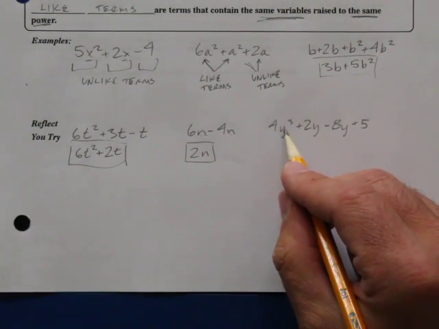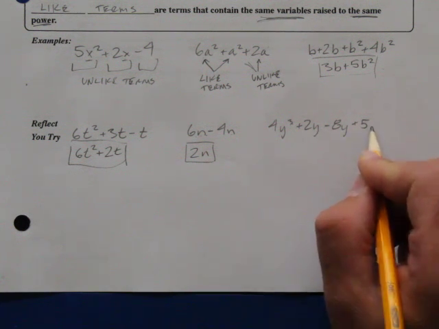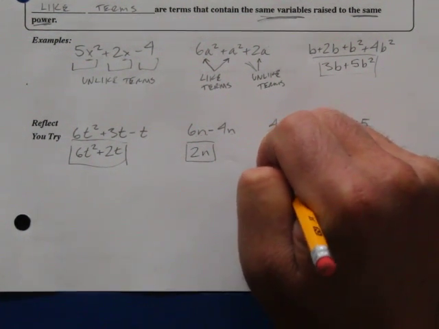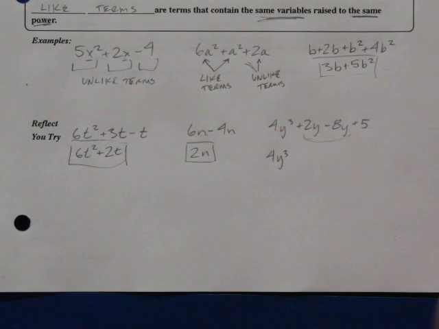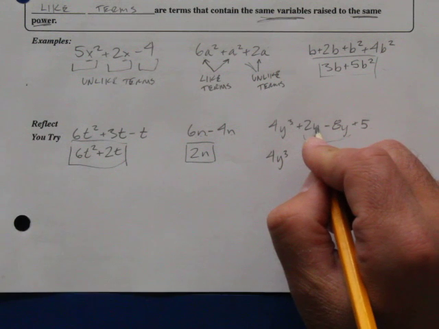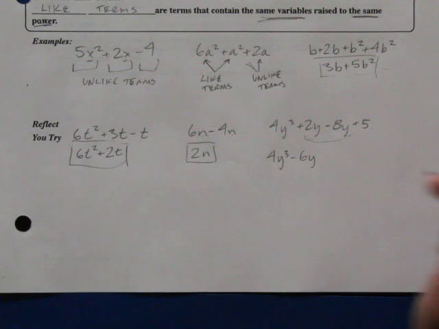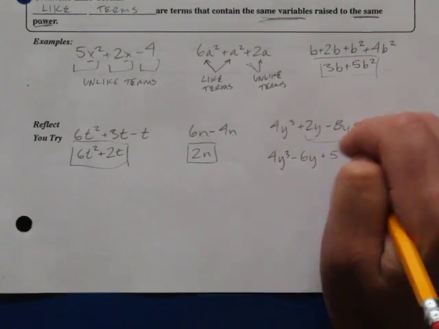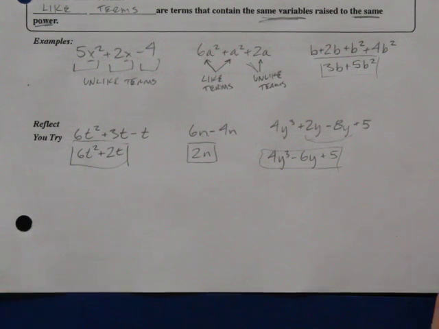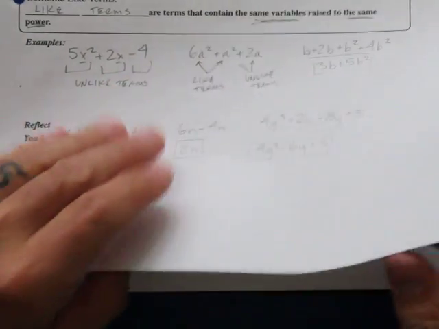And the last one here, y cubed, and then y, and then y, and then no variable at all. So these two are like terms, and the others are not. So 4y cubed, I'm just going to leave that the way it is. There's nothing I can do to it. 2y minus 8y, so if I have positive 2y, and I subtract 8y from it, I'm negative 6y plus 5. That 5 comes along for the ride. There we go. Hope you guys did well on that.